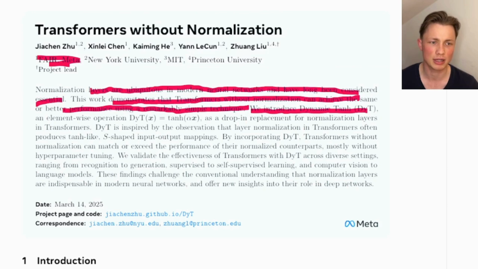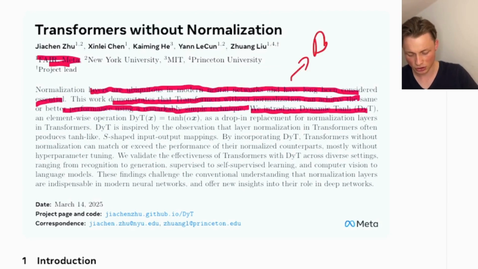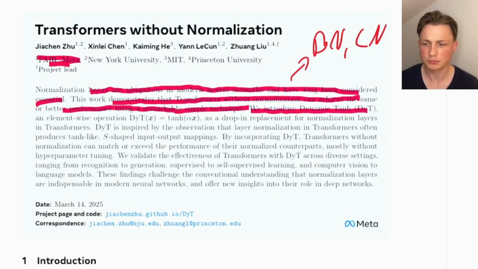So every time we are training neural networks, we implement some normalization layers. Sometimes it's batch norm or layer norm or stuff like that. But they are claiming that they found a way where we don't have to use a normalization layer such as LayerNorm anymore. So that's pretty interesting.